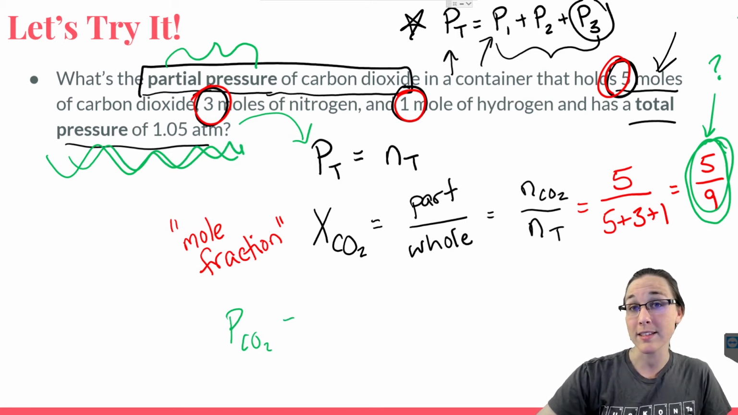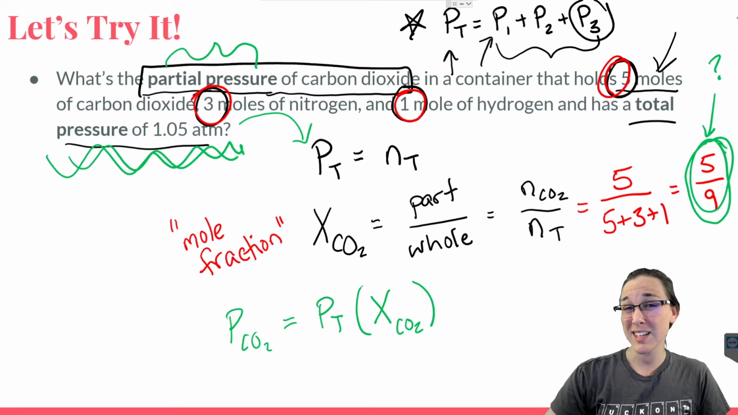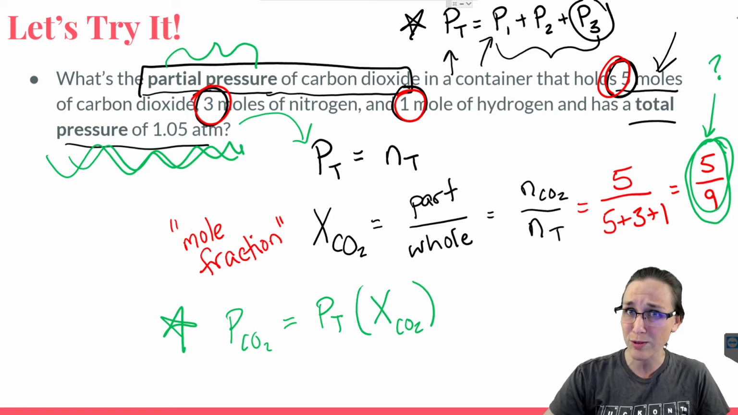So that would look like this. Total pressure times our X CO2, which is our mole fraction. This is the common way that it's represented in most chemistry textbooks, and I think that's where most people get it confused, because it looks confusing. Like, where did this X come from all of a sudden, right?